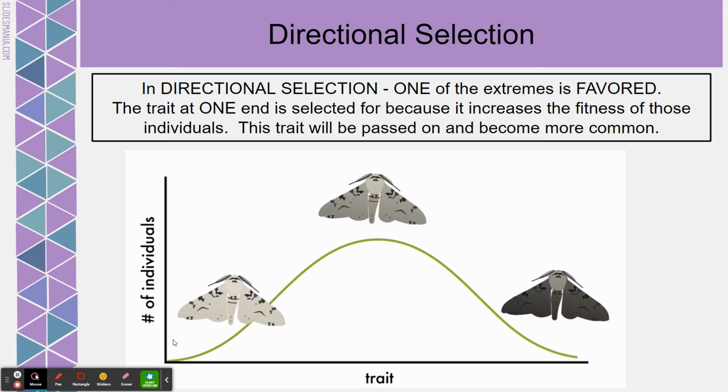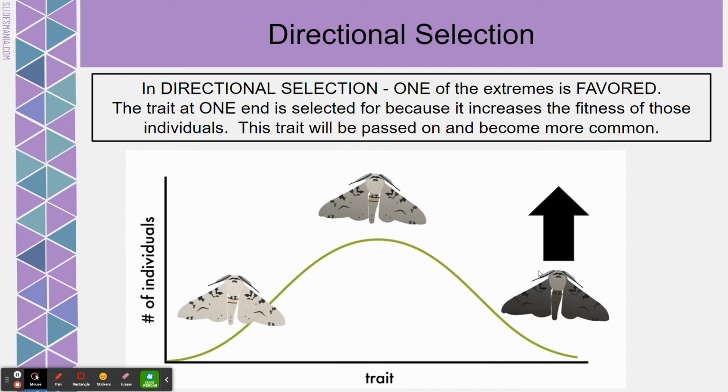The first one is called directional selection. In directional selection, one of the extremes, so the extremes are on the edges, okay? So these are traits that are not very common in the population, so you won't see them as often. But in directional selection, one of the extremes becomes more fit for the environment.